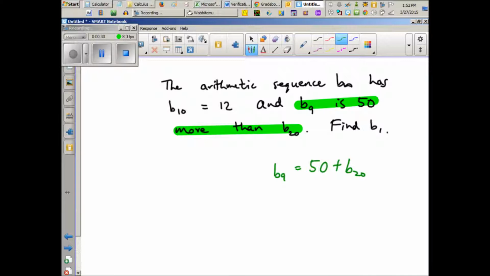There's another relationship between B9 and B20, right? B20 would be B9 plus a certain number of D's. How many times would you have to add a common difference to the 9th term to reach the 20th term? That's right, 11 times. So you really have two equations here that relate B9 to B20. Unfortunately, D just popped up its ugly head. But there's another statement we can write down.